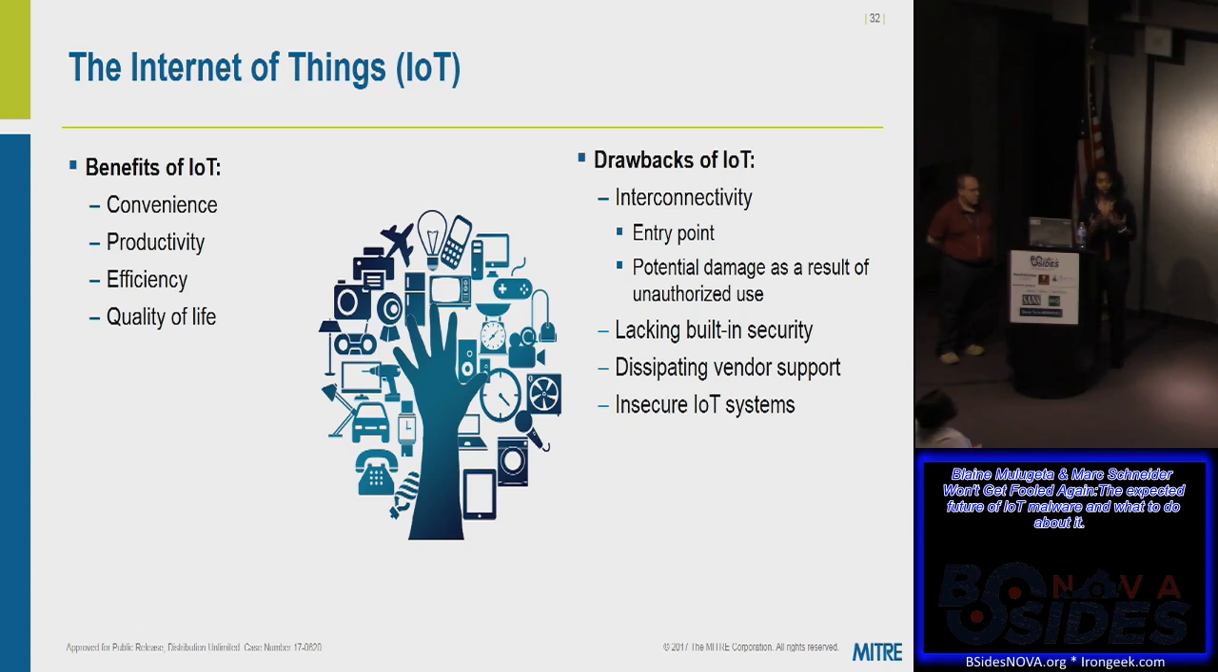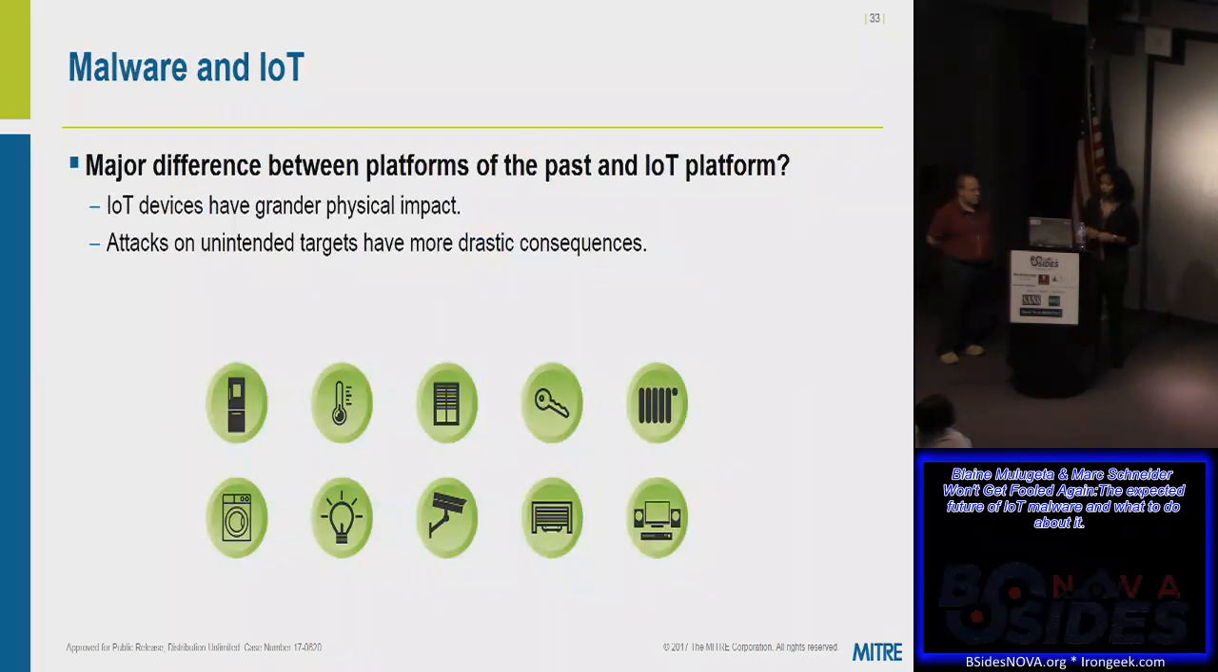And obviously these lack built-in security. And at times there is dissipating vendor support. So I, as a vendor, could put out a product that I'm no longer creating firmware upgrades for or patching, and that leaves vulnerabilities in your system. And lastly, it results in insecure IoT systems because you could have old IoT devices that you've created a system for, and these are systems of systems if you think about it. The saying that a chain is only as strong as its weakest link applies here, in that it serves for vulnerabilities.